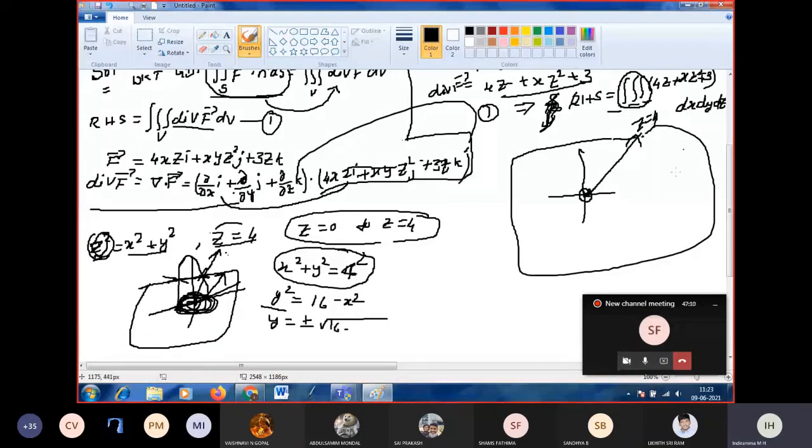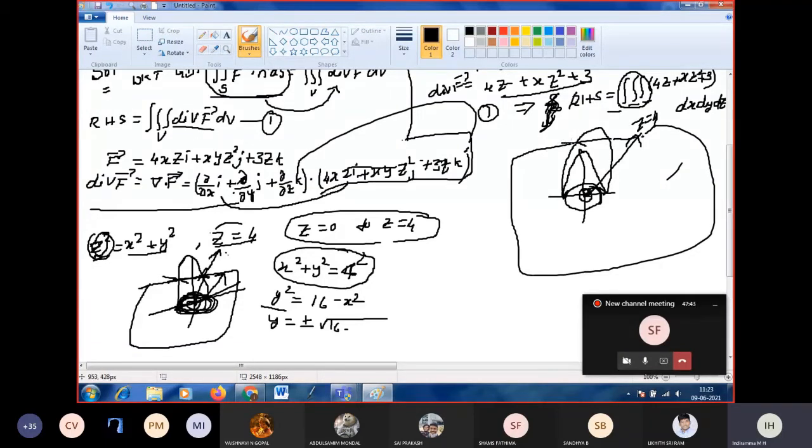Correct? Now draw the cone. Draw the cone x square plus y square equal to z square. Take some shape like this. You can check on Google: if you ask for the shape of the cone z square equal to x square plus y square, it will give you. So here it is cutting the plane z equal to 4, correct?